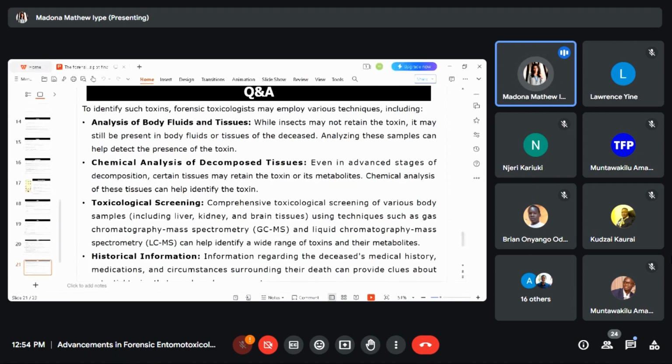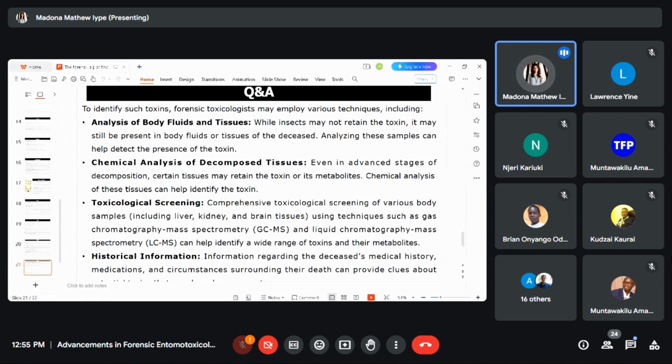Next, to identify the toxins present in the body, we have several collecting methods. The CSI officers can analyze the body fluids. It can be any biological fluid like blood, sweat, saliva, semen, vaginal fluid, anything can be that. While insects may not retain the toxin, it may still be present in the body fluid or tissues of the deceased. Analyzing these samples can help detect the presence of toxins.